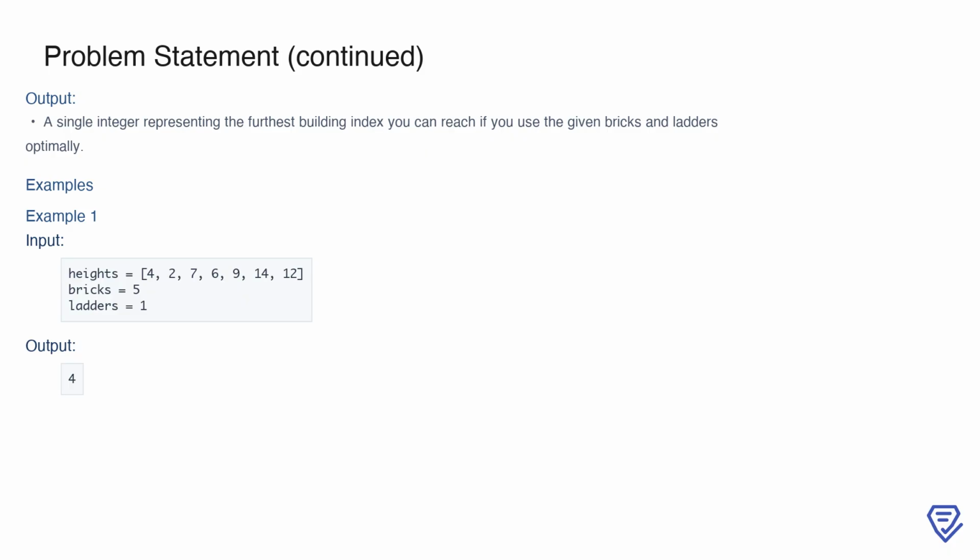Let's take a look at specific examples to better understand the problem. For instance, consider an input with heights equals 4, 2, 7, 6, 9, 14, 12, bricks equals 5, and ladders equals 1. The output in this case is 4, meaning you can reach the fourth building under the given constraints. We'll break down how this result is derived in the explanation section.